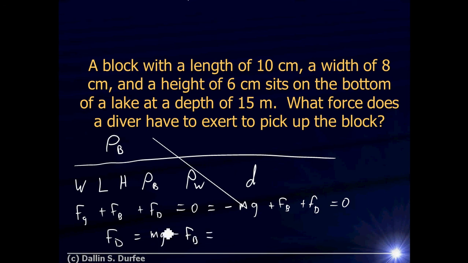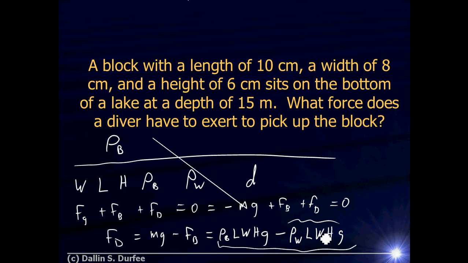So what is the mass of our block? Well, the force due to gravity is just the density of the block times the length times the width times the height times g. Then we subtract the buoyant force. What is the buoyant force? It's just the density of water times the volume of the block times g, right? It's just the weight of the displaced water. So now I have an equation to find the force the diver has to exert, and I just have to plug in these known things, and I get my answer. So there you have it.